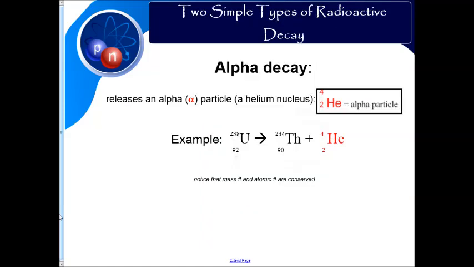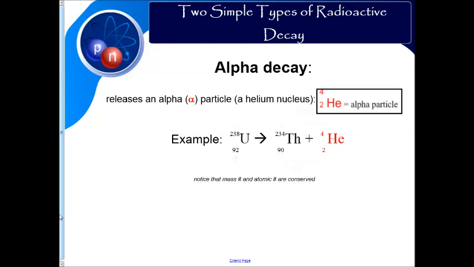Now, the first way this happens is called alpha decay. An unstable element will release an alpha particle, and that's the little symbol there, which is essentially a helium nucleus. So that's how we will show it in our equations. Helium has a mass number of 4, meaning there's 4 total protons and neutrons, and its atomic number is 2. So that right there is an alpha particle.